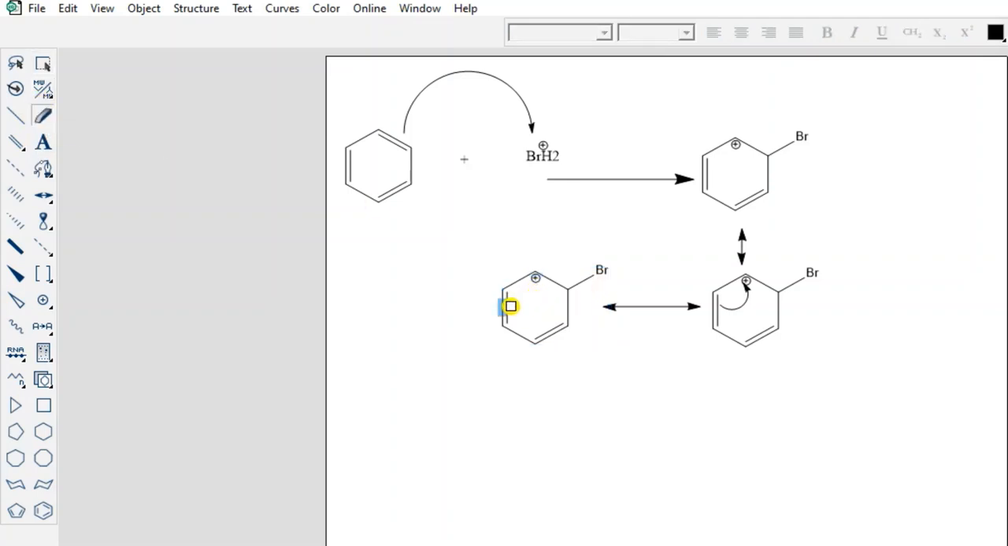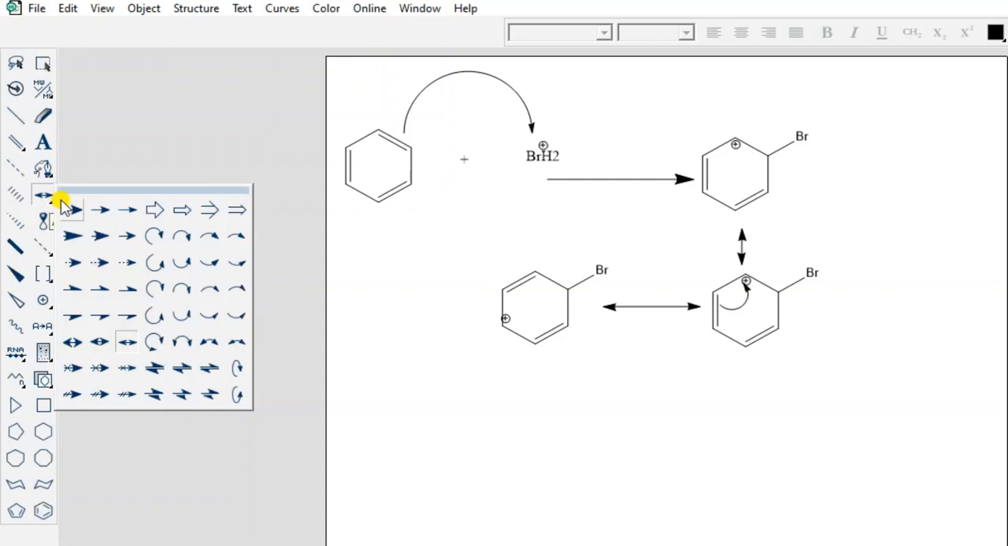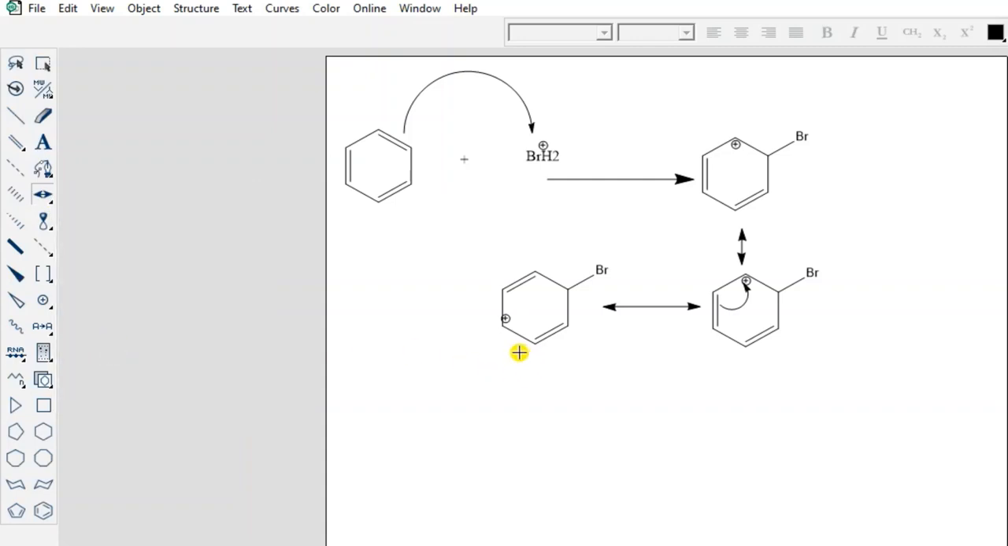Now we have this. So we have a positive ion, and then we will have the single electron. So further, we will have to shift this electron density until the benzene regains its aromaticity. So what we will have, we will have to copy it and paste it too.